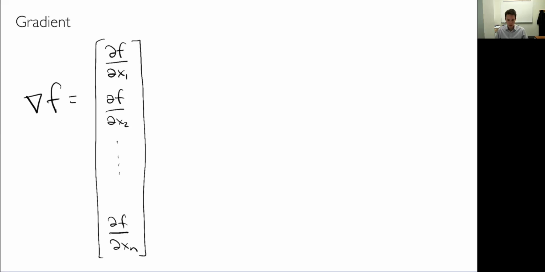So this is the definition of a gradient. It basically generalizes that one-dimensional derivative and tells us how our function changes in every coordinate direction.